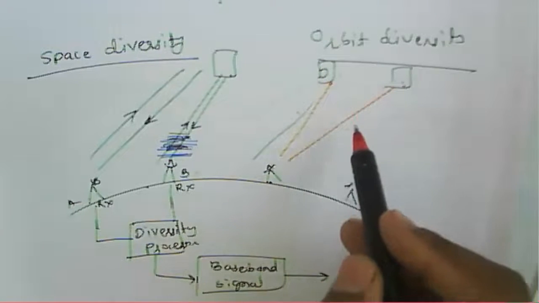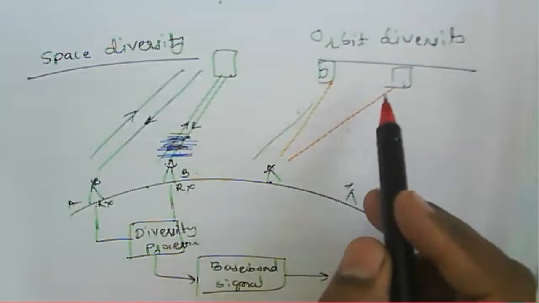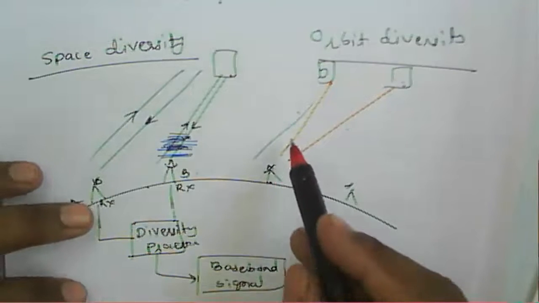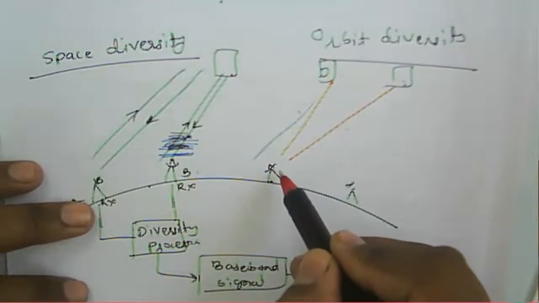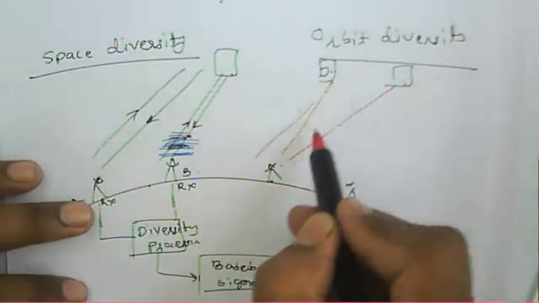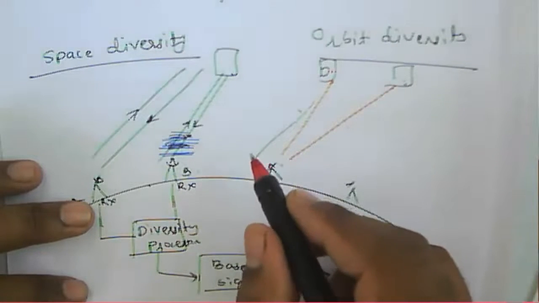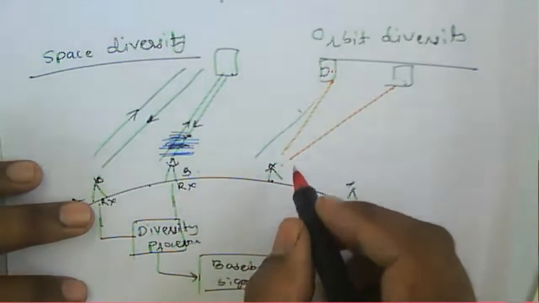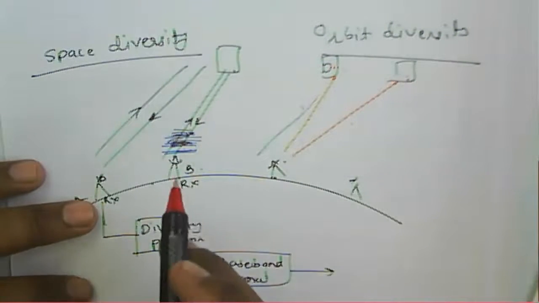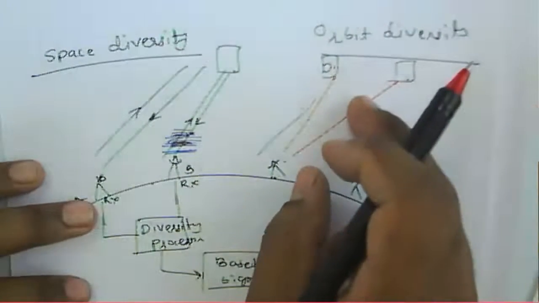But what happened here? These are the two satellites transmitting the signal, so at the Earth station, on the ground, it requires two different antennas. One antenna will receive this signal and another antenna will receive the other satellite's signal. So we require two antennas to receive the signal from these two satellites. That is the way we can consider orbit diversity.